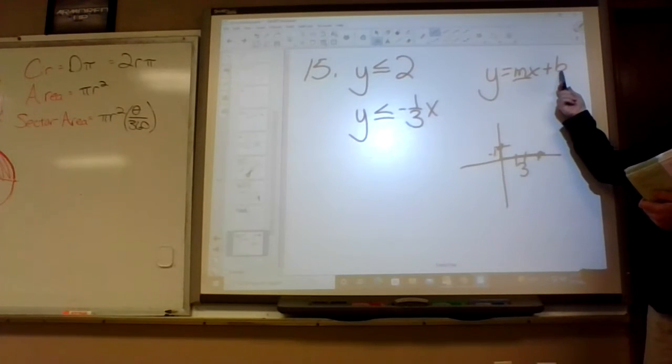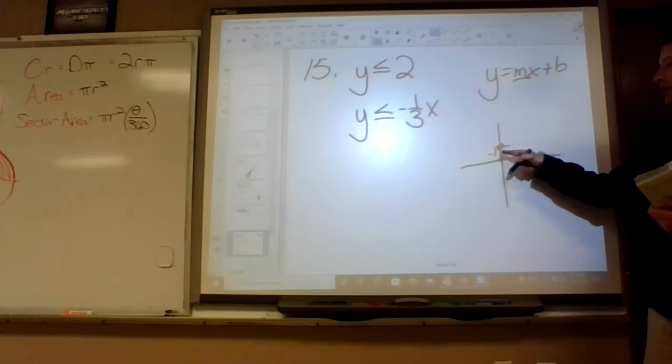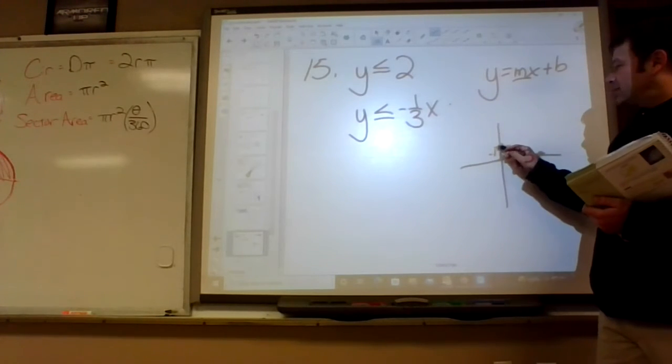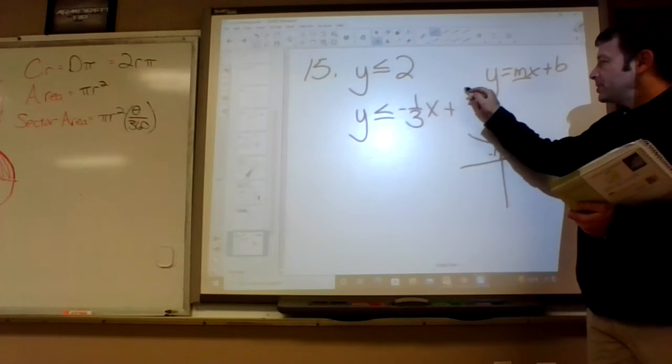The y-intercept, the b. What's the y-intercept? 1. It crosses at 1 on the y-axis. And we put plus 1 right there.